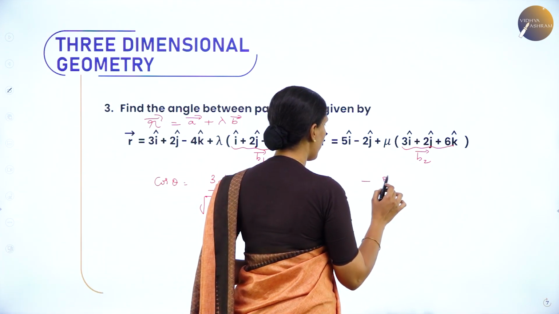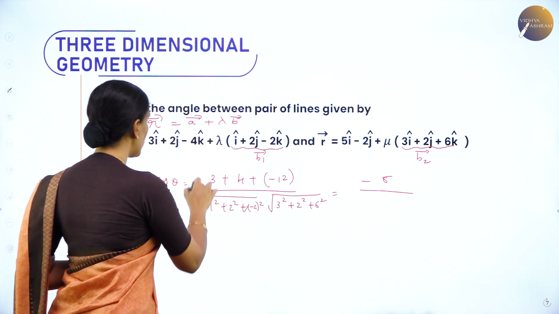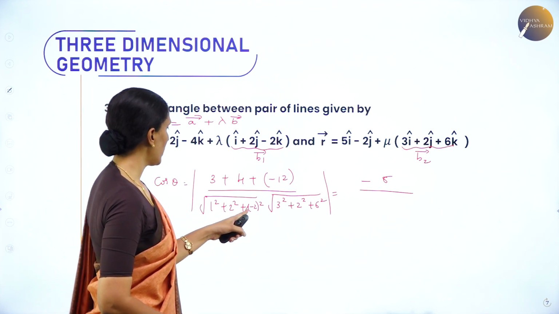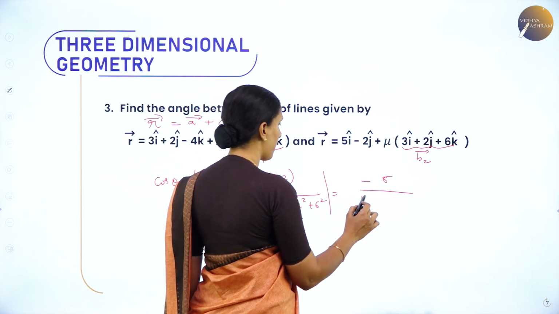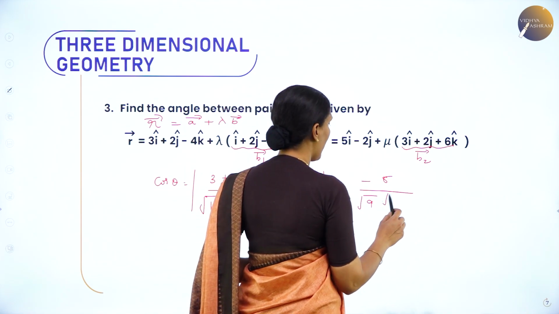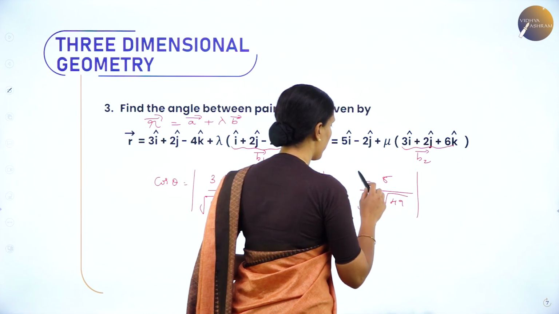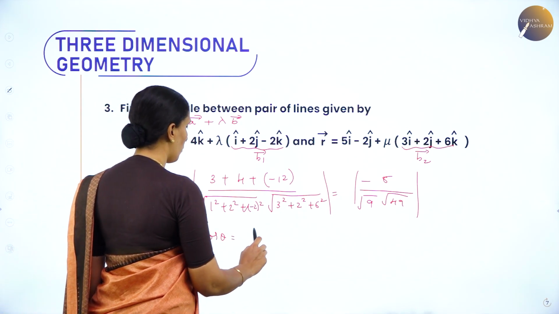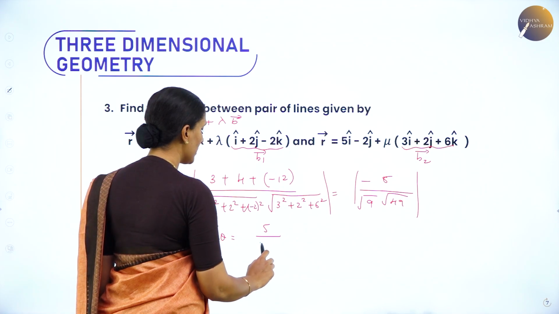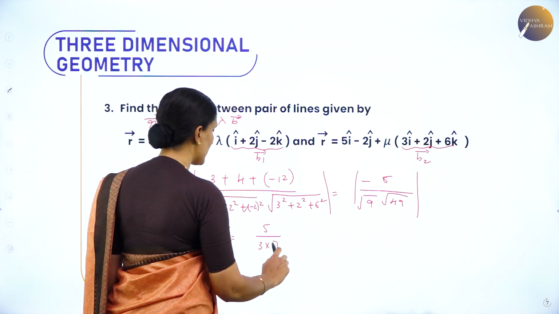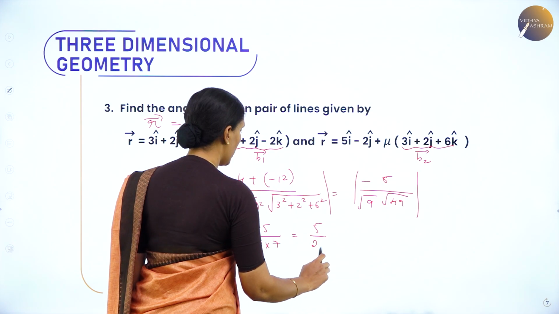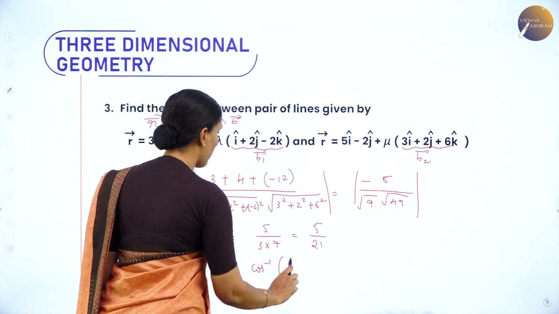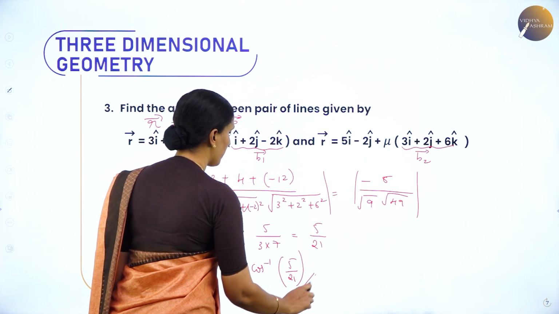So which is minus 5 divided by, we can also take the modulus here to make cos theta positive. So here it is root 9 and here we have root 49. So now cos theta is equal to 5 divided by, root 9 is 3, into root 49 is 7, which is 5 by 21, or theta is equal to cos inverse of 5 divided by 21.